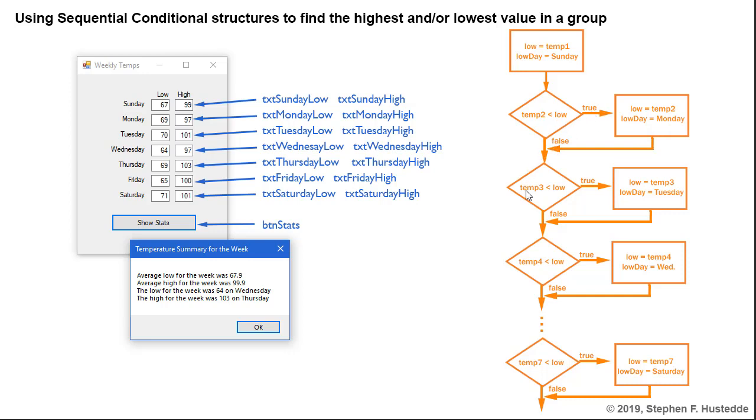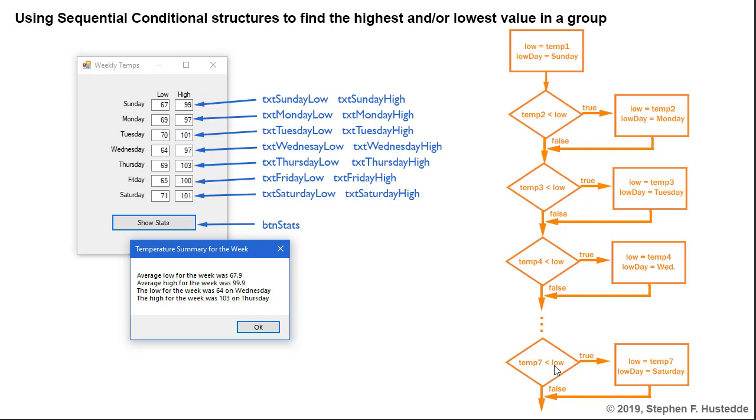Regardless of whether that's true or not, we're going to then look at the third temperature, that of Tuesday. Is the Tuesday temperature lower than the low? And the low might be the Sunday temperature, it might be the Monday temperature. But if that Tuesday temperature is lower, then we're going to set the low to that temperature and set the low day to Tuesday. Then we'll look at the Wednesday temperature. Is the Wednesday temperature lower than the low? If it is, we'll set the low to that temperature and set the low day to Wednesday. We do the same with Thursday and Friday, and then finally conclude with Saturday.